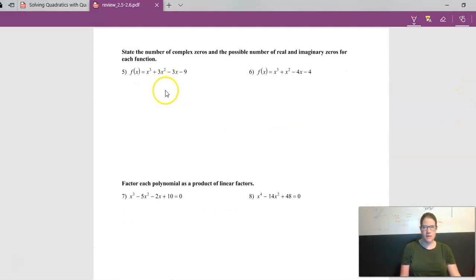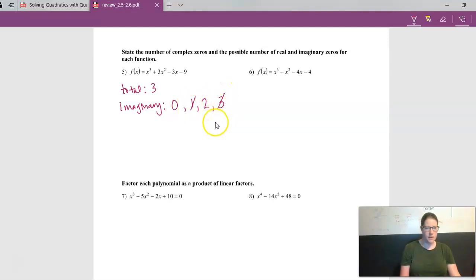State the number of complex zeros and the possible number of real and imaginary zeros for each function. We know the number of complex zeros is 3, so that would be the total again. There are 3 altogether. How many could be real and how many could be imaginary? Remember, imaginary zeros have to come in pairs. So there can be none. We could have 0 imaginary, 1, 2, or 3. Let's see which ones actually work.